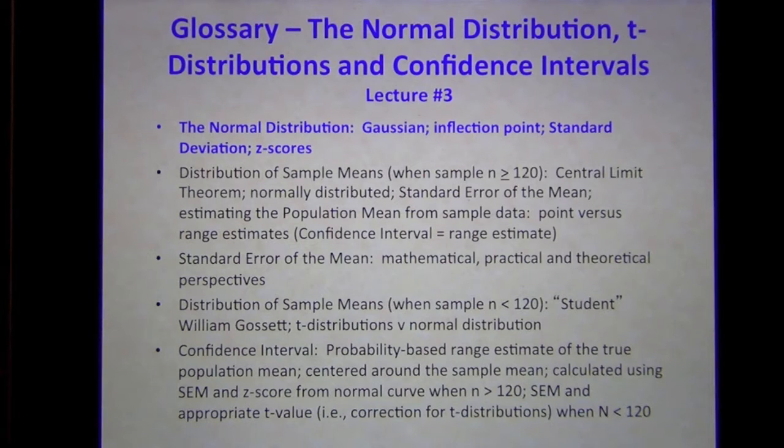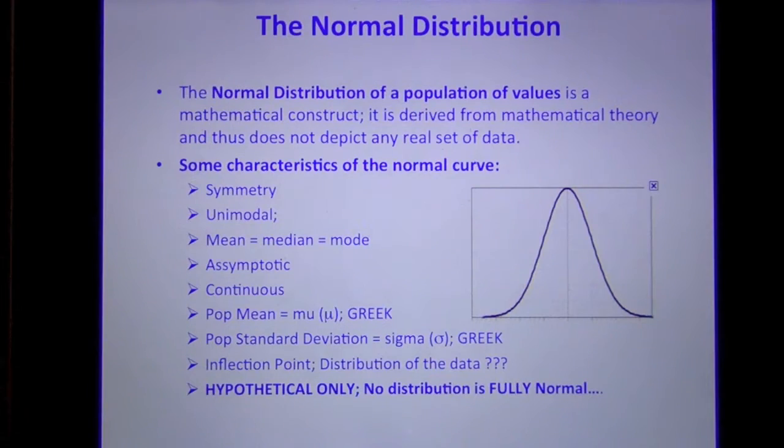That'll probably be in a second video. Then we'll talk about the distribution of sample means when the sample size is smaller, less than 120, and why that's important. And we'll finish with a discussion of how to calculate confidence intervals and what they mean, although that will run throughout the second two videos. But the first video will just be about the normal distribution, the so-called Gaussian curve, and standard deviation and z-scores.